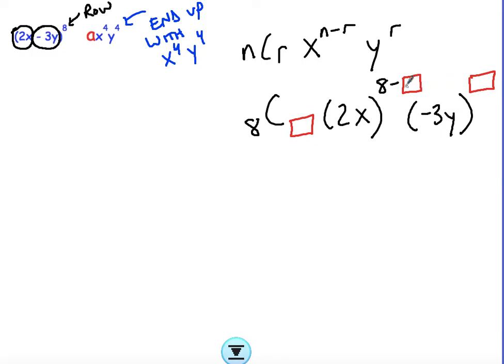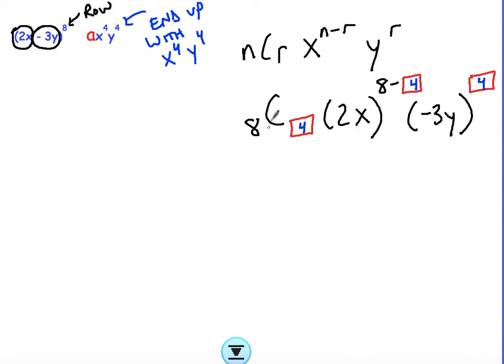So what's going to have to go in these boxes so that I get a y to the 4th? This will have to be a 4, right, to make a y to the 4th. And you see how if it's a 4 here, 8 minus 4 is 4, and I'll get an x to the 4th, like I'm supposed to. So that means that has to be a 4 as well.